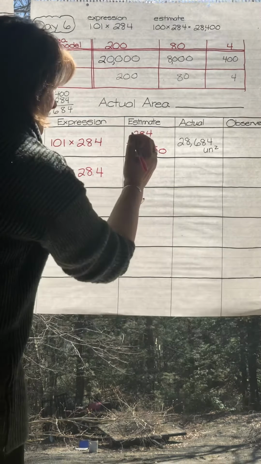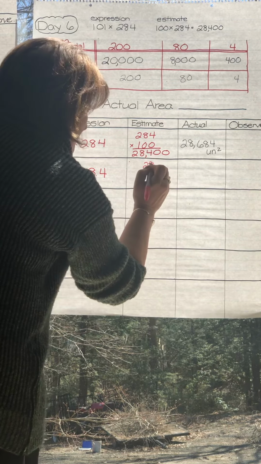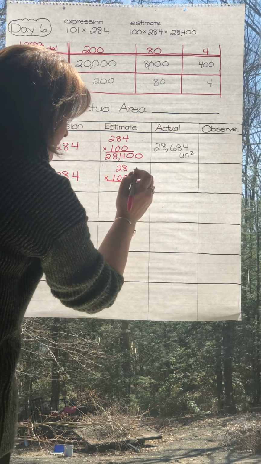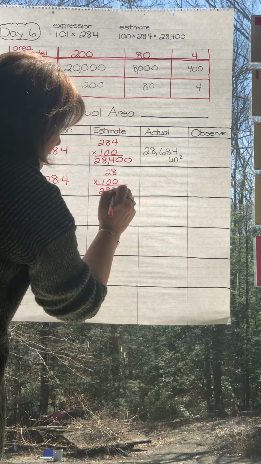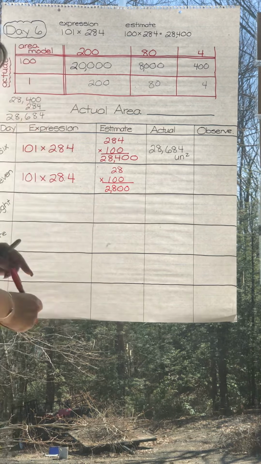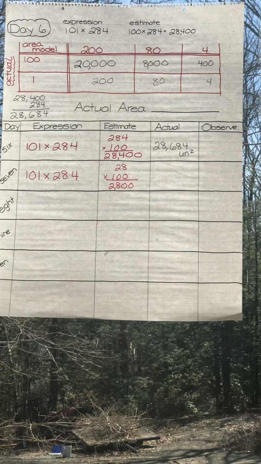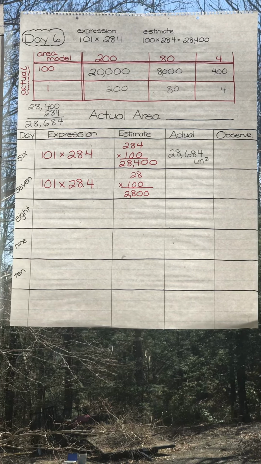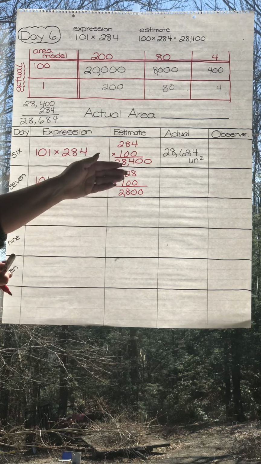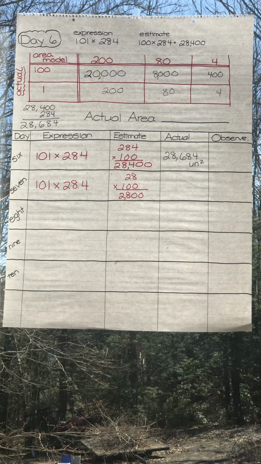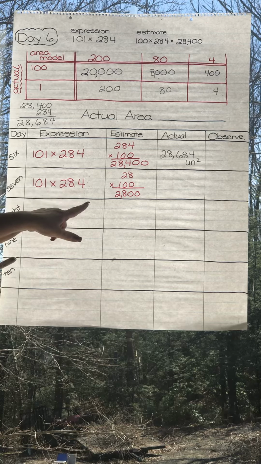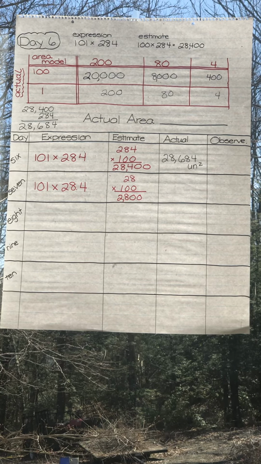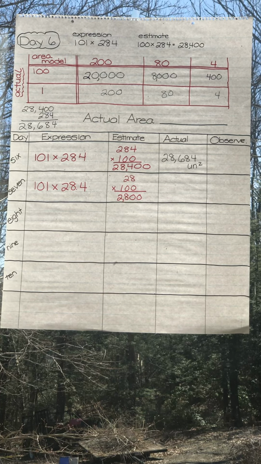Well, let's use 28 times 100, and we get 28, and 2 place values, 2,800. Now we could have used 28.4, and then our estimates would look more similar, but it's not necessary. We don't have to include that 4/10 in our estimate. We do have to include it in our actual.